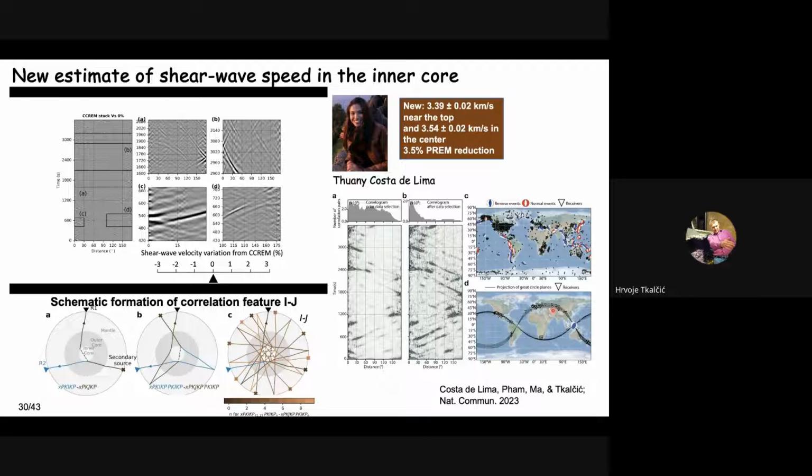And the second thing that matters is really how you select the source and the receiver pairs. It turns out that they all have to be on the same great circle plane to be able to constructively contribute. And when we did that, we found that the shear wave speed is even a bit more reduced with respect to PREM. So we get a 3.5% reduction.